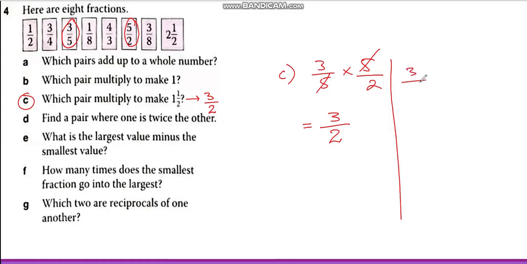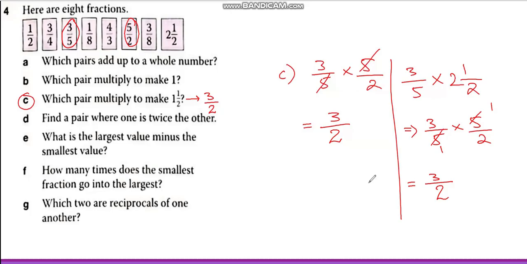Similarly, if I take these two fractions, 3/5 and 2.5, 2.5 is again 5/2 if we convert into improper fraction. So again, we can cancel 5 and 5, and we're left with 1 and 1. So if we multiply, we will get 3/2 as our answer. So this is another pair. So these are the two pairs which give 3/2 after multiplication. By the way, finally, it would be 1 and 1/2, and similarly, it is also 1 and 1/2. Now let's see its D part.